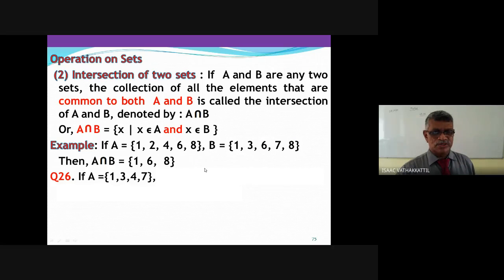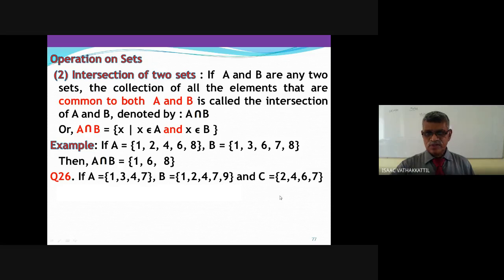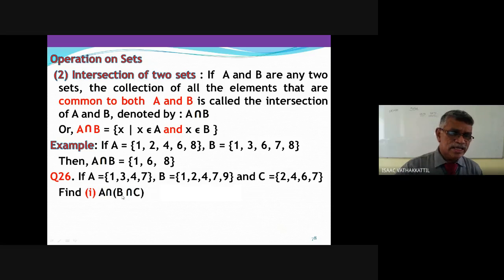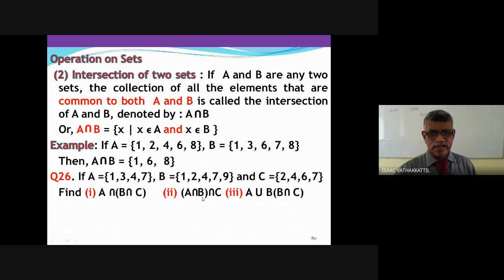Now let us take a question. A is equal to 1, 3, 4, 7. B is 1, 2, 4, 7, 9. And C is 2, 4, 6, 7. What is A intersection bracket B intersection C? What is A intersection B intersection C? What is A union B intersection C? There is no bracket here.